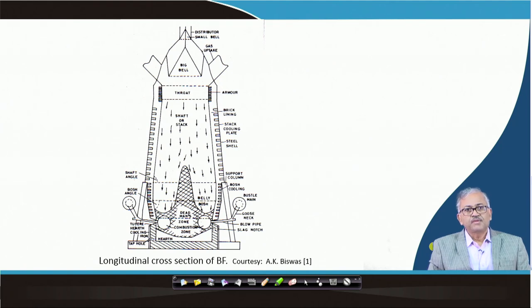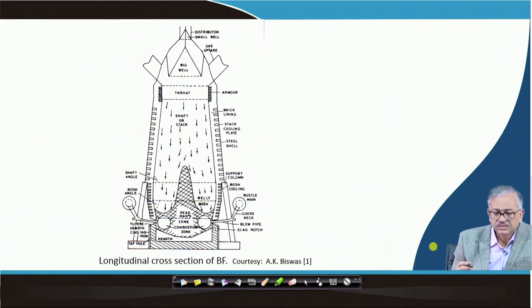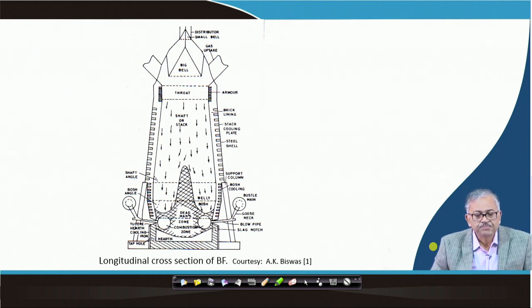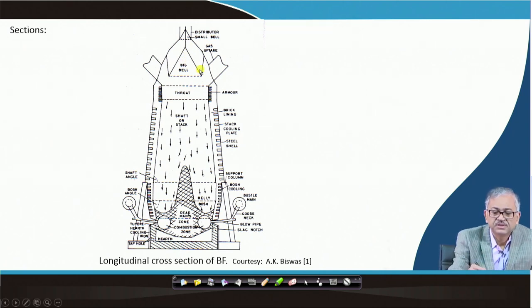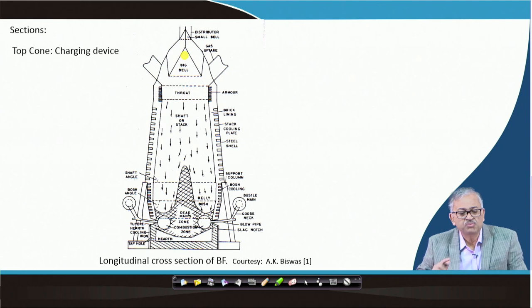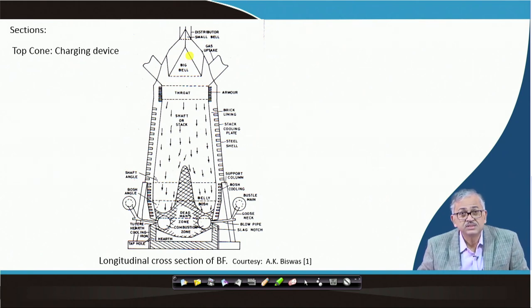Okay, so this is a very nice picture taken from the book of A.K. Vishwas. This is what the blast furnace looks like on a longitudinal cross section. Let us start with the different sections. At the top we can find a charging device. This is the top cone, and here we have the charging device, where the bell charging is shown. The most recent charging system is the bell-less charging, but it is situated on the top cone.